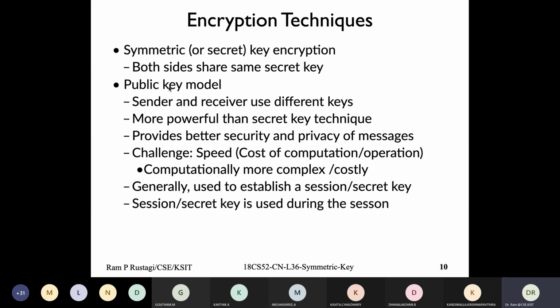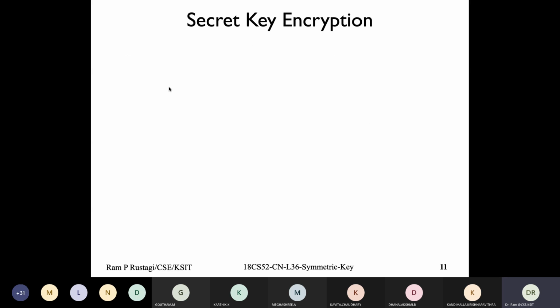Asymmetric key model is generally not used for exchanging data because it will be very, very compute intensive and will take too much time and resources.